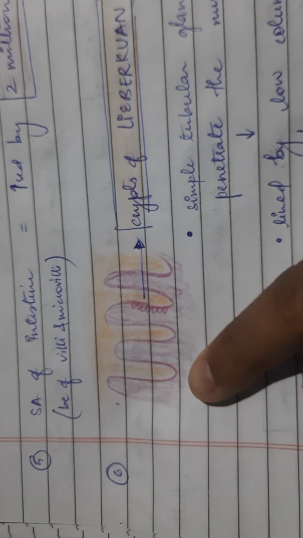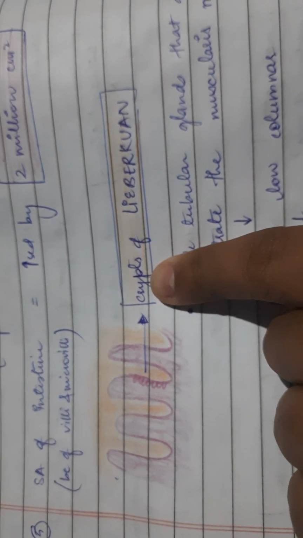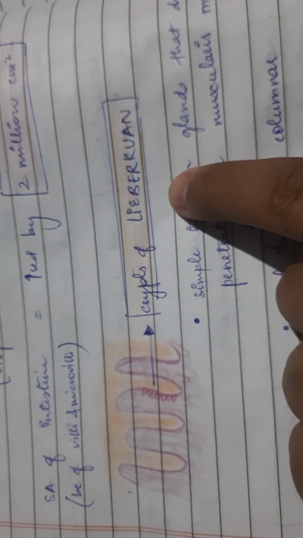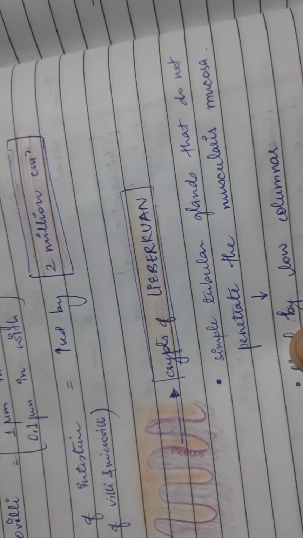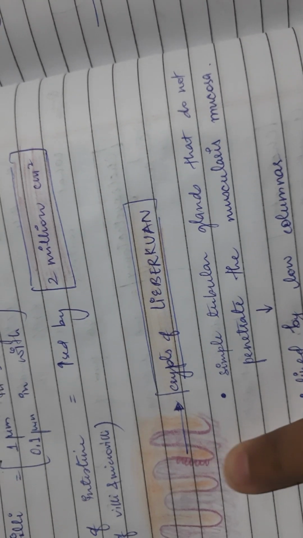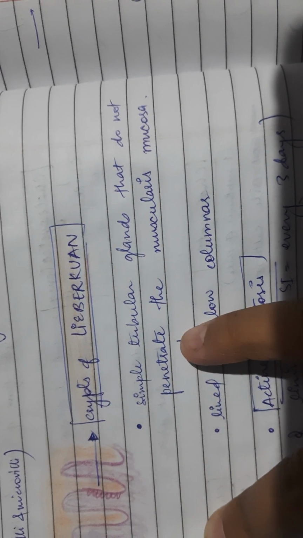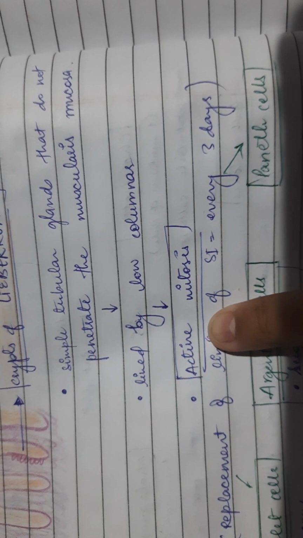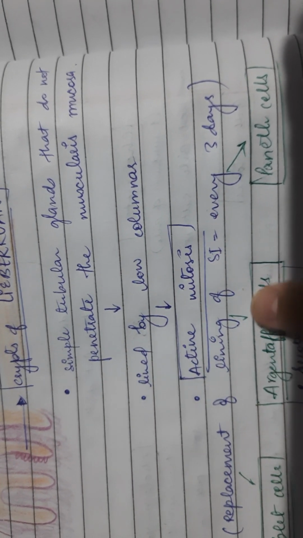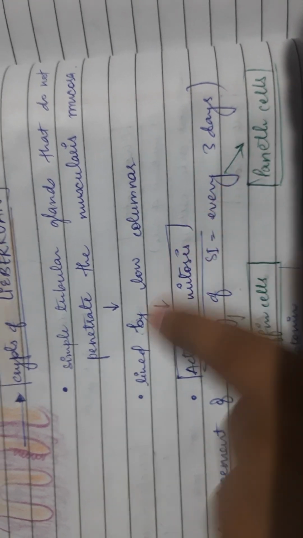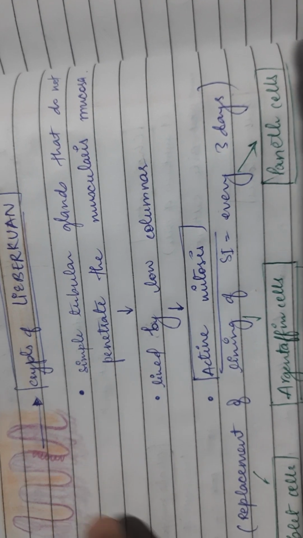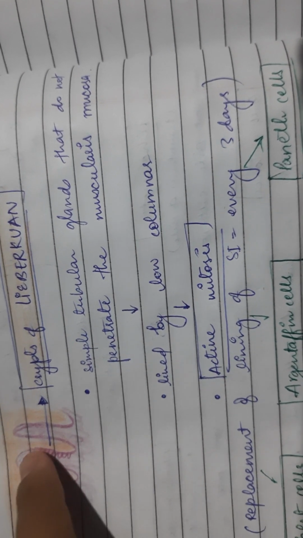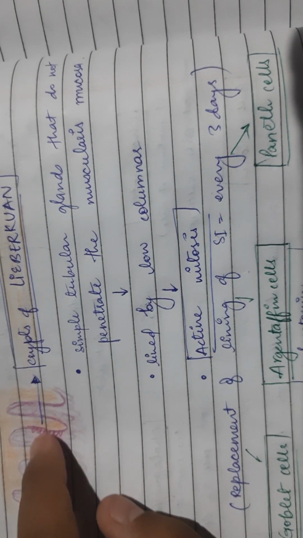The crypts between the villi are called crypts of Lieberkühn. These are simple tubular glands which do not penetrate the muscularis mucosa, lined by low columnar epithelium. Active mitosis occurs here, so the lining of the small intestine is replaced every 3 days.